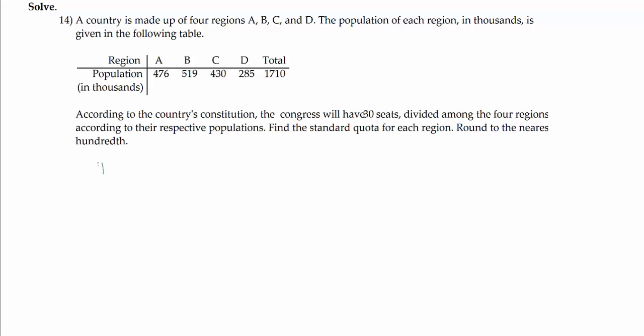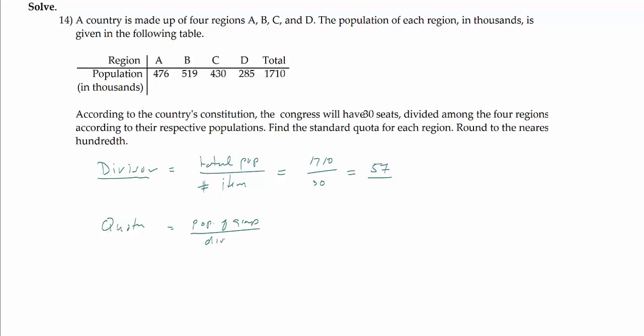The first thing I need to do is find the divisor. The divisor is the total population divided by the total number of items I need to apportion. Here I've got 1710 and 30 items to apportion, so this turns out to be 57. That's my divisor. To find the quota, for each group I take the population of the group and divide it by the divisor. That tells me how many I should give each group.